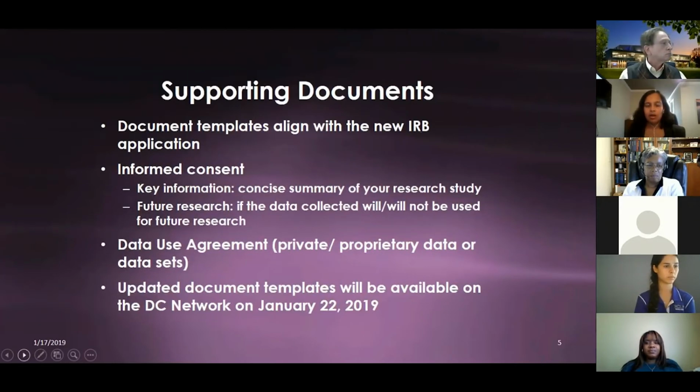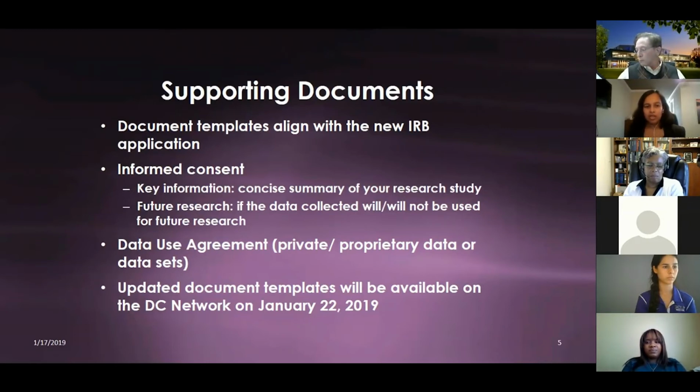So coming to the supporting documents, we have updated all our document templates to align with the new IRB application and also the federal regulations. And in addition to that, we have updated our informed consent. We have added two new sections to the informed consent. One is a key information section, which will provide a concise summary of your research study. And another section we have added is a future research section, which will state if the data collected during the current study will or will not be used for future research.